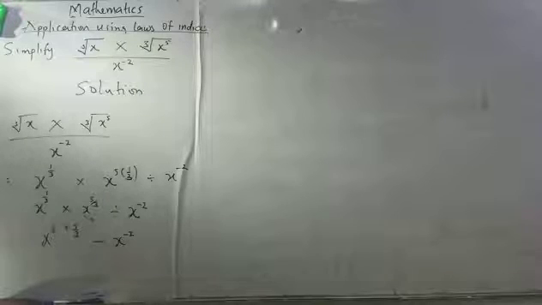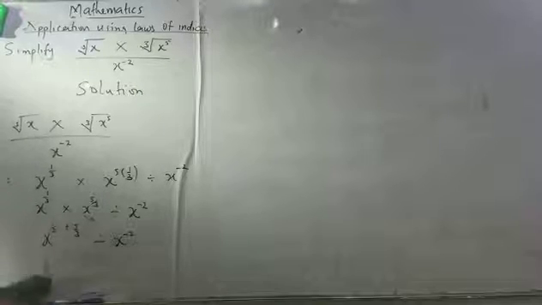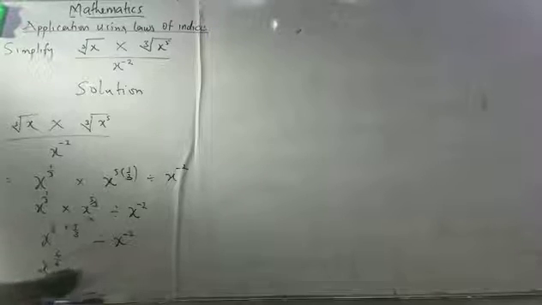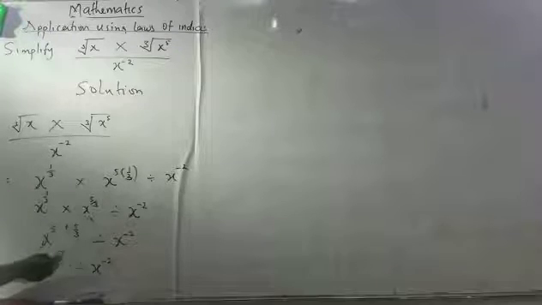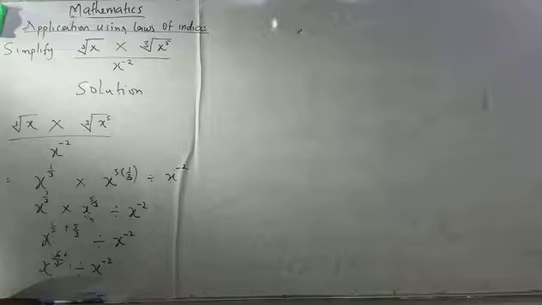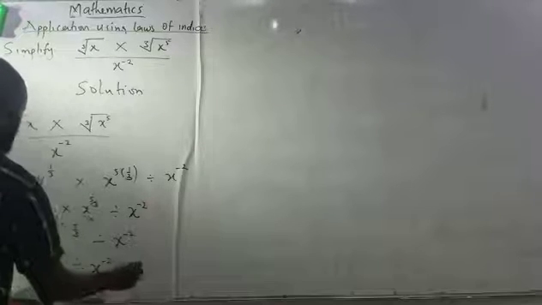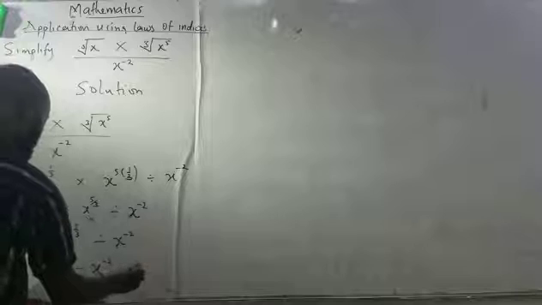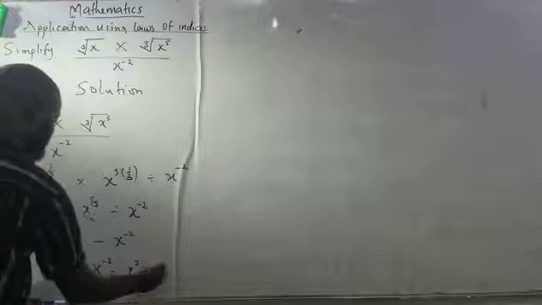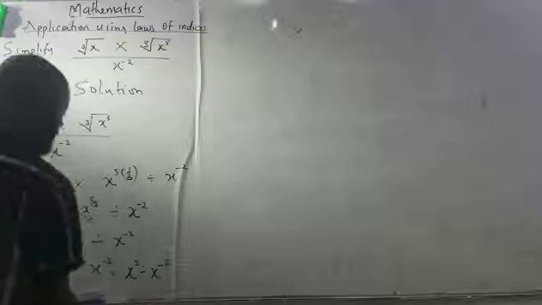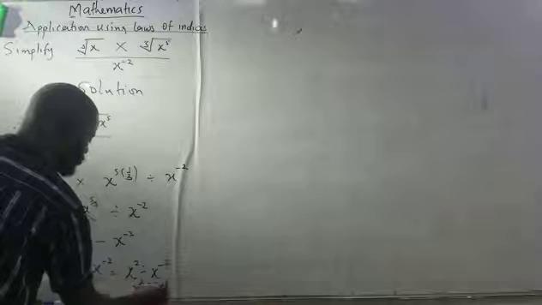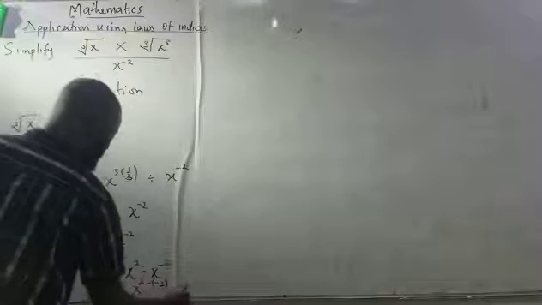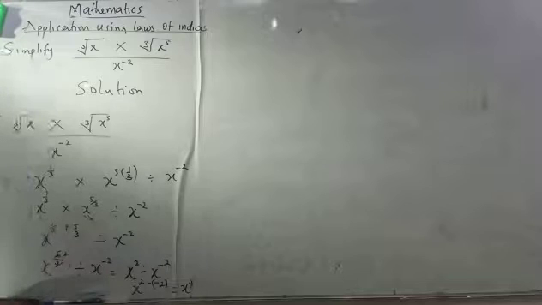Now, which will be 6 over 3. It means I'll be having x raised to the power 6 over 3 divided by x raised to the power minus 2, which is x raised to the power 2 divided by x raised to the power minus 2. Now, by implication of laws, it will be x raised to the power 2 minus minus 2, which is equal to x raised to the power 4. That is my answer. X raised to the power 4 will be x times x times x times x, in 4 places.